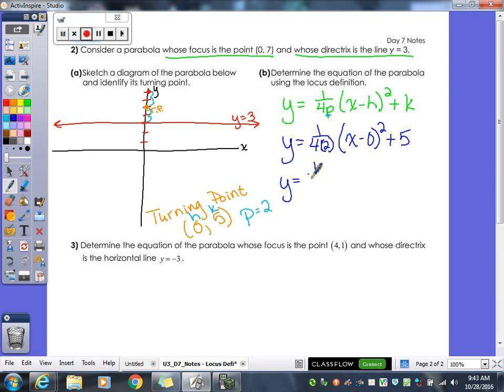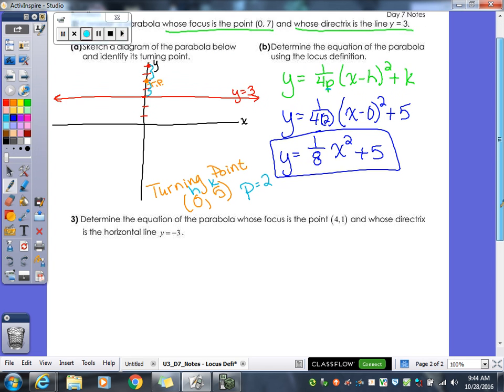So I'm just cleaning this up a little bit. 4 times 2 gives me an 8. X minus 0 would just be an x, and then our plus 5. So there's our locus definition of a parabola. It's not so bad. I find the picture on that one helps.